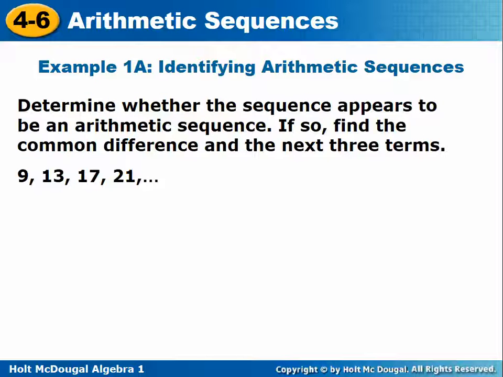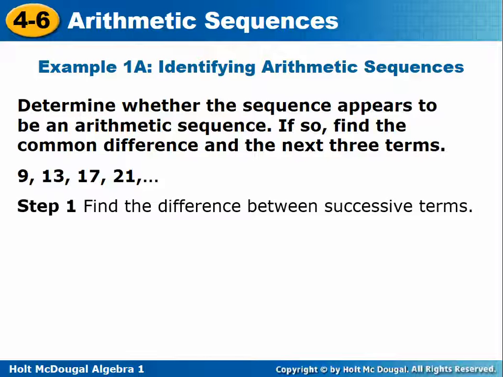Here's an example of a sequence, and we want to see if it's an arithmetic sequence. So we have 9, 13, 17, and 21. What you want to do is subtract the two terms that are next to each other. So take 13 minus 9. 13 minus 9 is 4. Okay. Take 17 minus 13. Well, that's also 4. Take 21 minus 17. That's also 4.